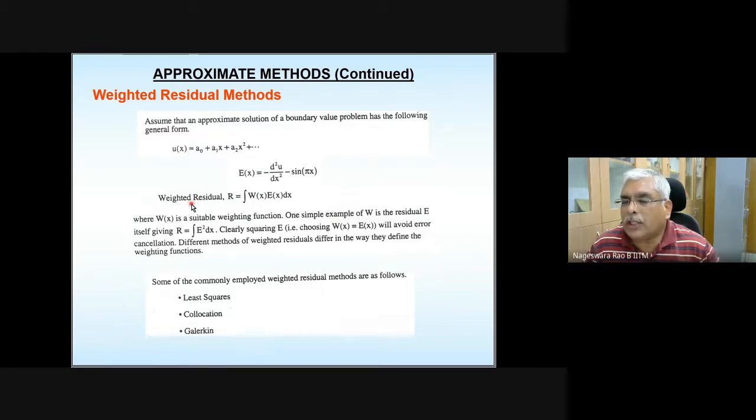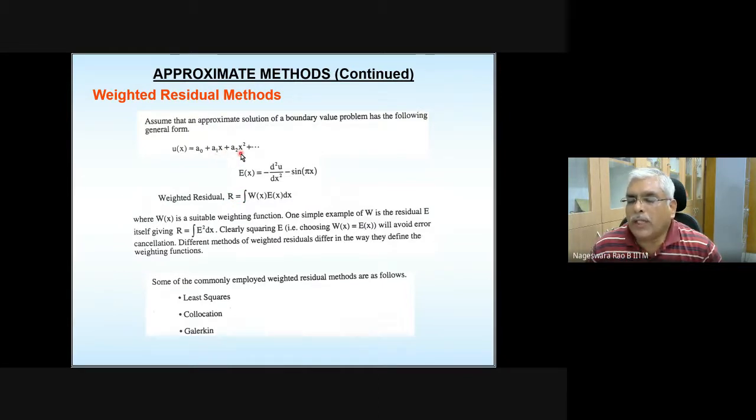What are the limits of this integration? W is a function of x, E is a function of x, and you are integrating with respect to x. If you substitute the limits of integration, let's say 0 to 1 for this problem, and integrate, then what is this weighted residual R? The weighted residual is going to be a function of the coefficients A0, A1, A2.